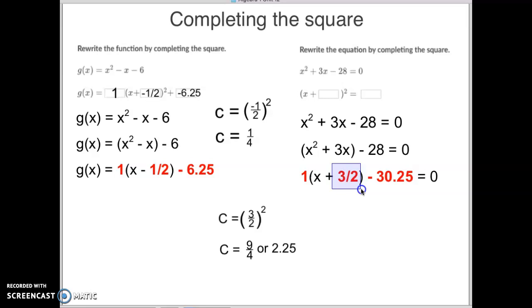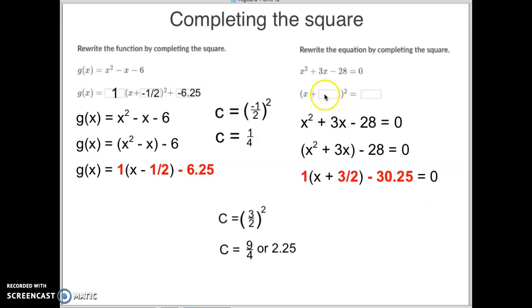Okay. Oh, and I did something wrong here. Notice I took away 3. I mean, I did it right, but I have not moved it to the other side yet, which I've got to do here, which I think means that my answer above is going to be a little bit wrong. By adding 2.25, that means I take away an additional 2.25 from this side. But if I want to move this to the other side, it would become a positive 30.25.